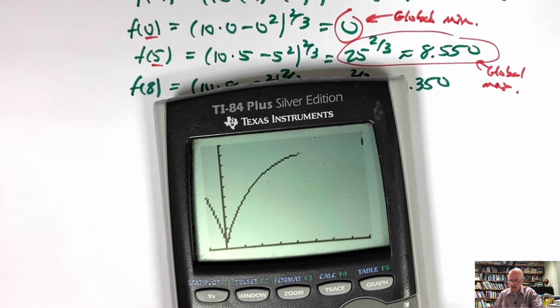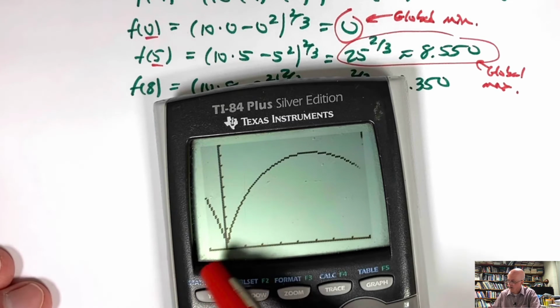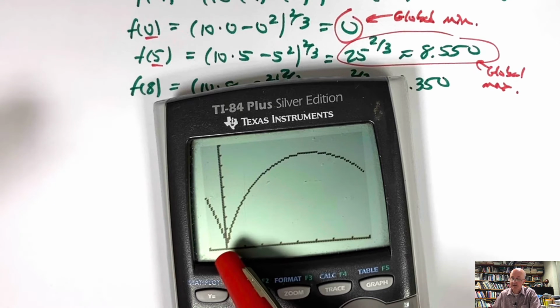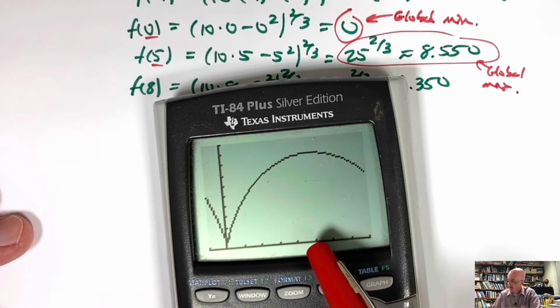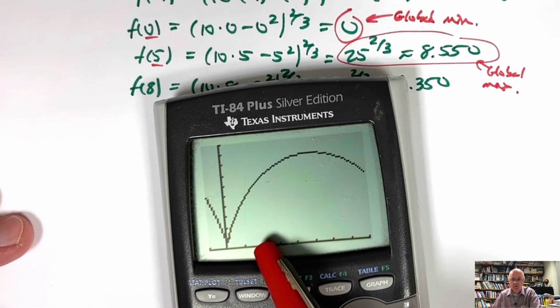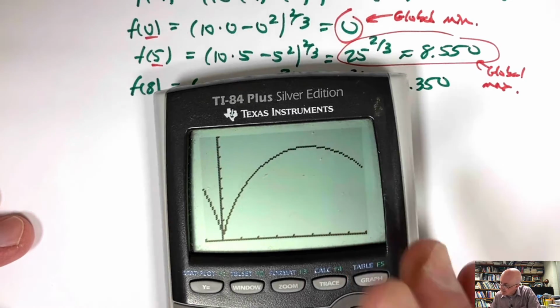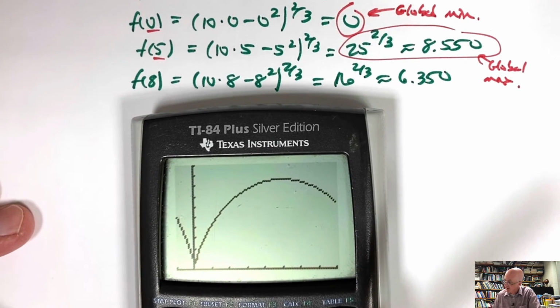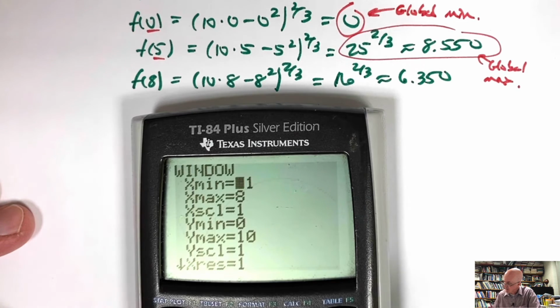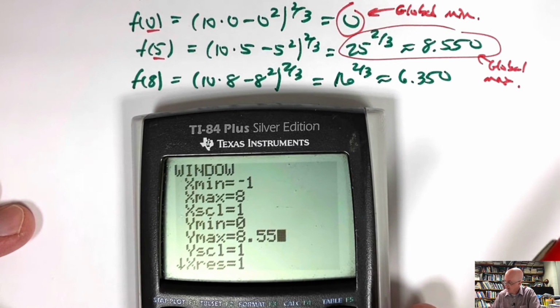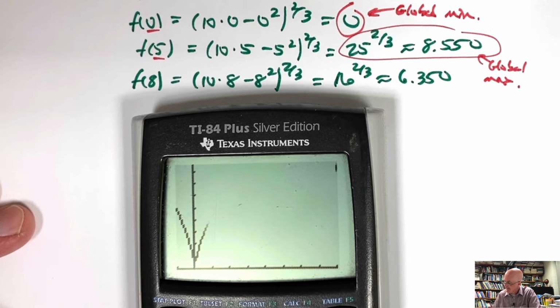Okay. Global min value is at 0, and its value is 0. The global min value itself is 0, and it occurs at x equals 0. The global max value occurs at x equals 5. 1, 2, 3, 4, 5. And its value is about 6.35, or 8.55, excuse me. Let's change the window a little bit just to confirm that. Let's make this 8.55 itself for the y max. Yeah, that looks pretty good.